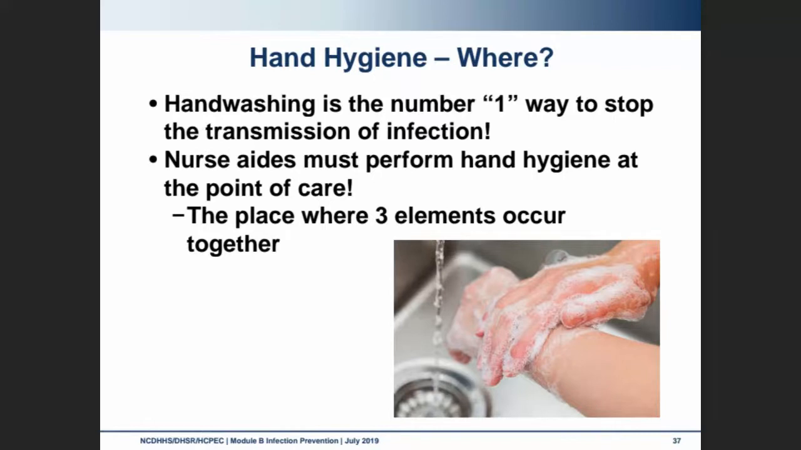The point of care is when there are 3 elements happening together, and it's pretty simple. Anytime you have a resident or a patient, a nurse aide, and any kind of care or treatment that involves contact with that person, those are times when we need to be performing hand hygiene. Most of the time, these types of things are going to be occurring in the resident's room or bathroom, but there are times when it occurs out in other places in the facility.